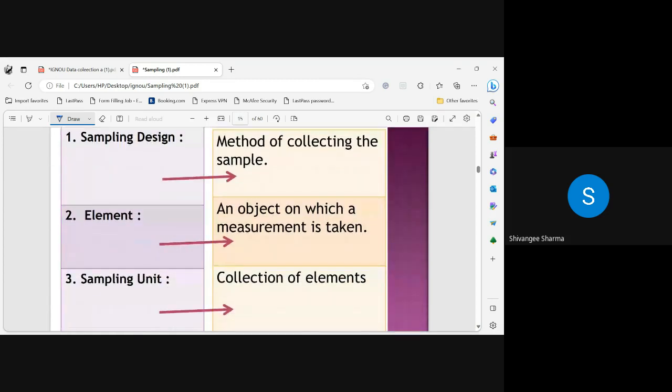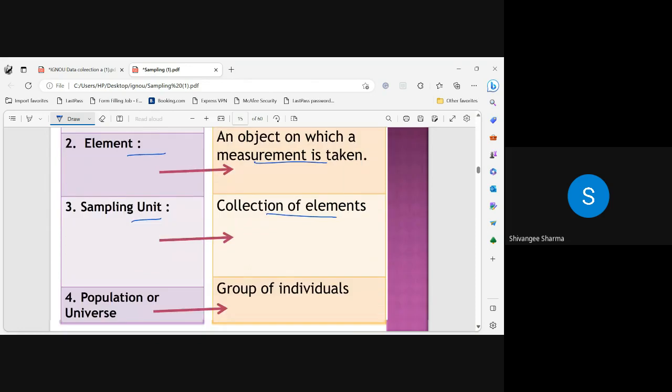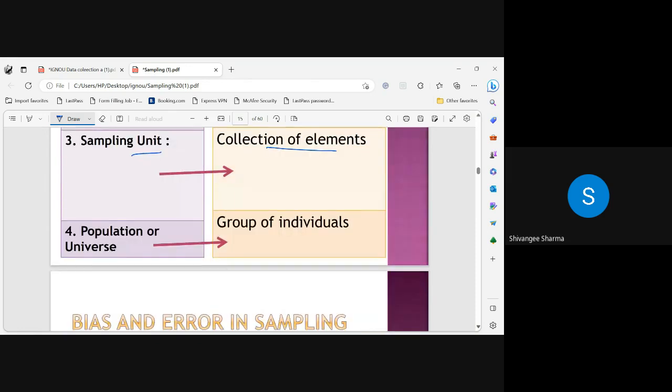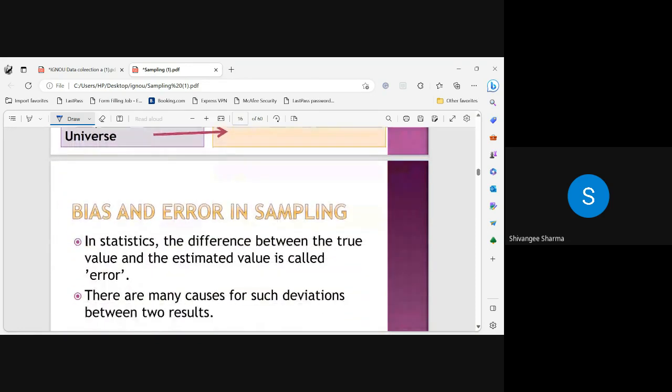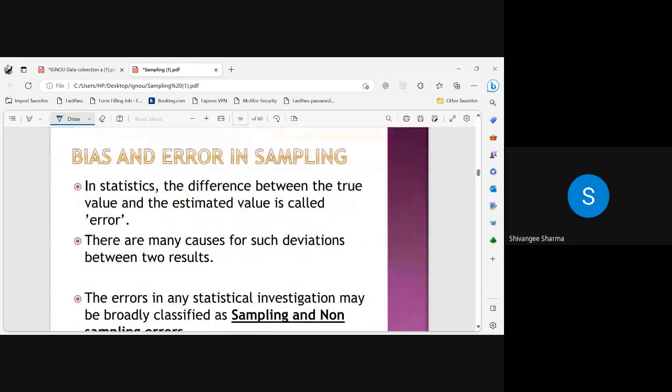So these three things we studied. Sampling design is a method of collecting the sample, element is an object on which measurement is taken, and sampling unit is a collection of all the elements. Population or universe is a group of individuals. The next thing which is always there while sampling is bias and errors in sampling.